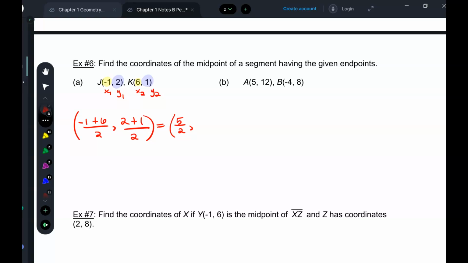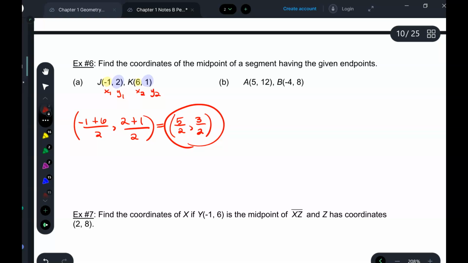If you want, you could change it to 2.5. I much prefer leave it like this. It's less work anyway, right? Can I just do 2.5 or 1.5? Yeah, we could do that too. So this one will be 3/2. And that's it. You just leave it. See, I told you midpoint would be a little easier.